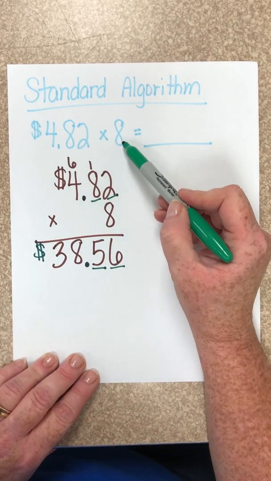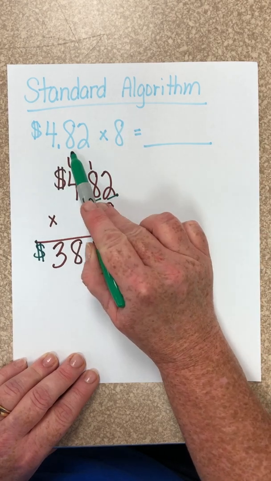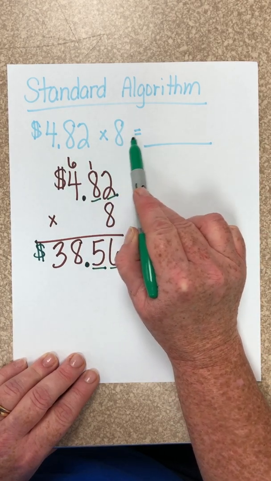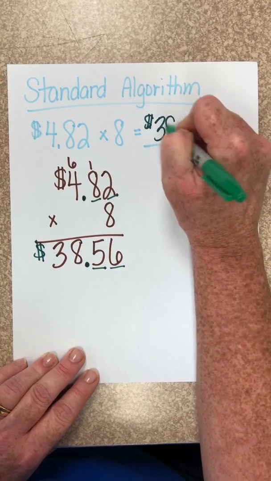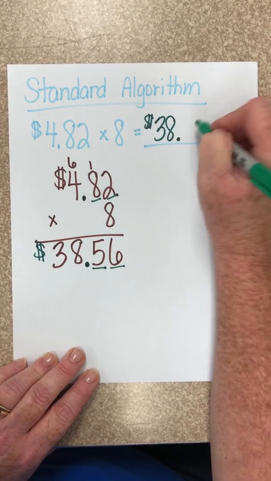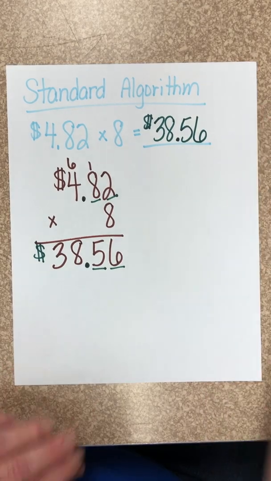So now let's look back at our problem. $4.82 times 8 equals $38.56.